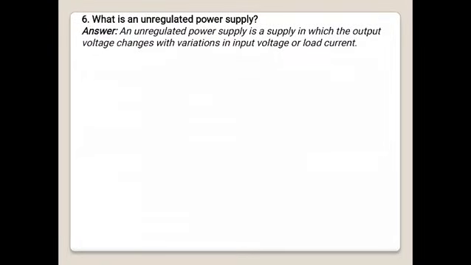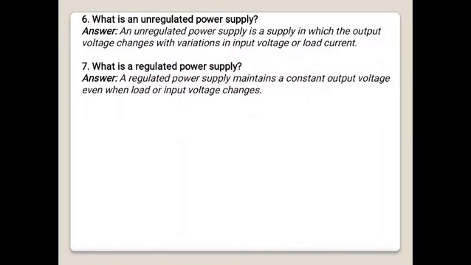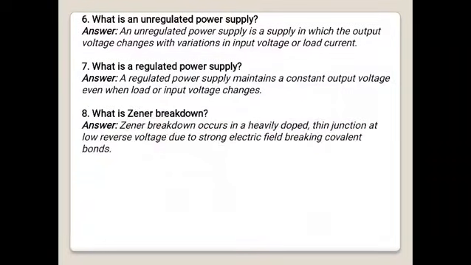What is an unregulated power supply? Answer. An unregulated power supply is a supply in which the output voltage changes with variations in input voltage or load current. What is a regulated power supply? Answer. A regulated power supply maintains a constant output voltage even when load or input voltage changes.